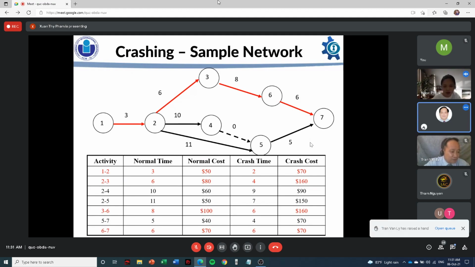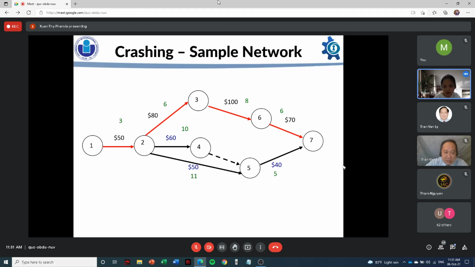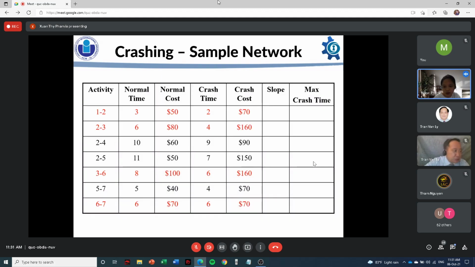Thank you. So I will move on to the next example. In this example, the first step, I also calculate the slope. Next slide, please. Move to the next slide. At the first step, I will also calculate the slope and calculate the max crash time here.